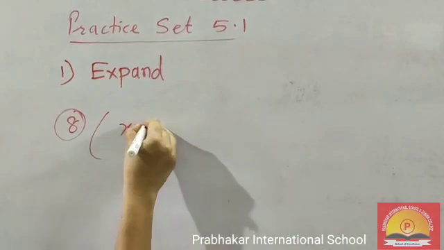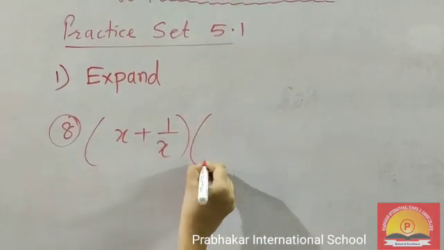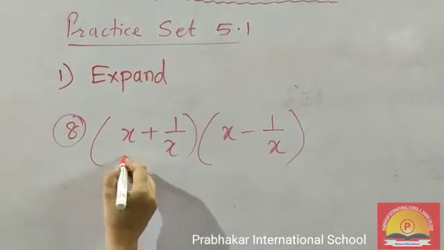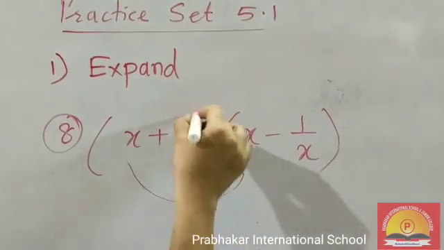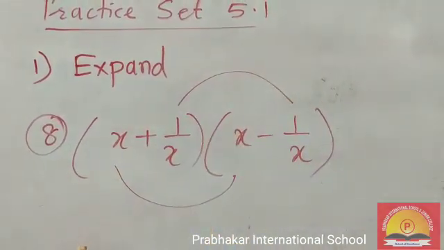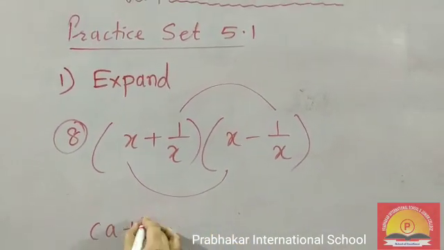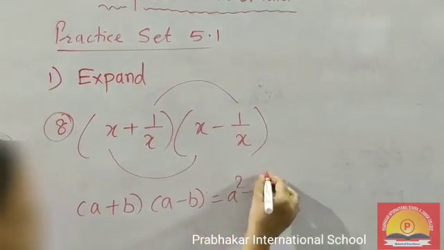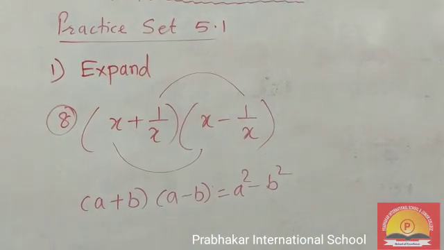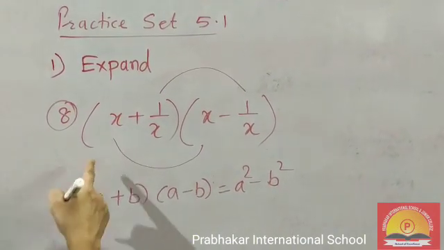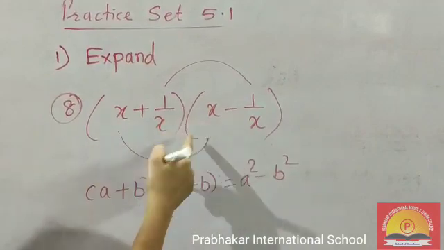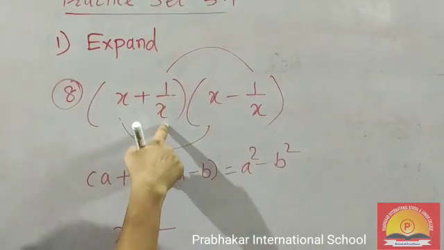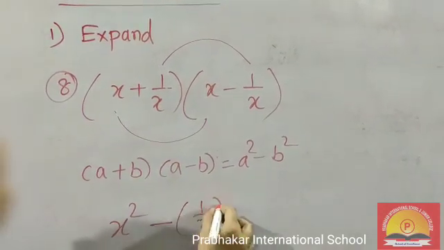Question number 8, x plus 1 by x and the second bracket x minus 1 by x. Now you can see here the first term is also the same, common, and the second term is also common. So I told you to use the formula. If a plus b and a minus b is given, then you can do a square minus b square, means square of the first term and square of the second term. So in this question the first term is x, so square of x is x square, minus 1 upon x whole square, 1 upon x whole square.